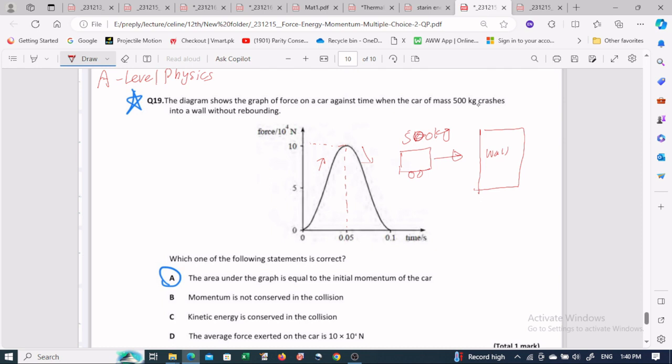Okay, which one of the following is the correct statement? We have to find the correct statement. A: The area under the graph is equal to the initial momentum of the car. So first of all, A, what is the area?